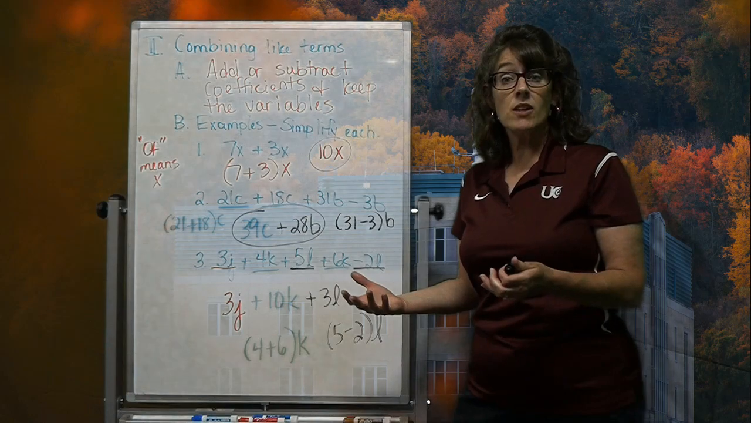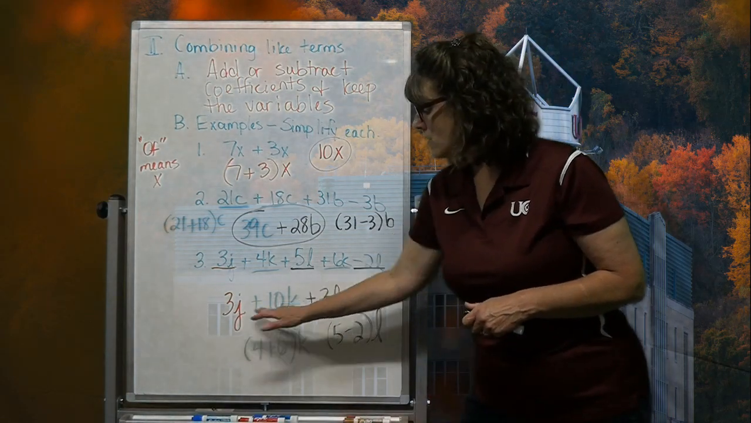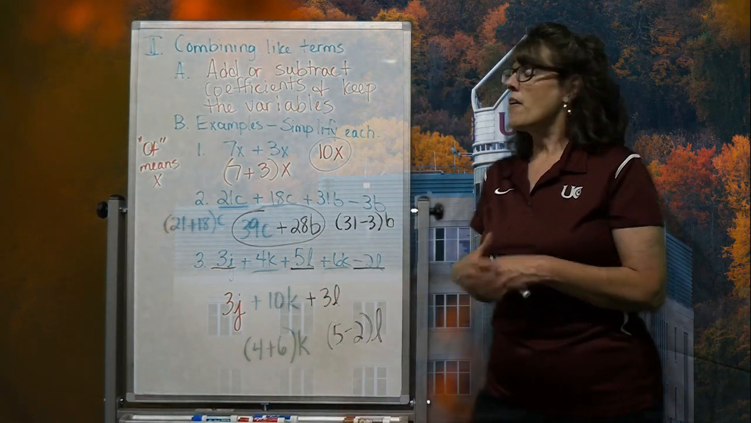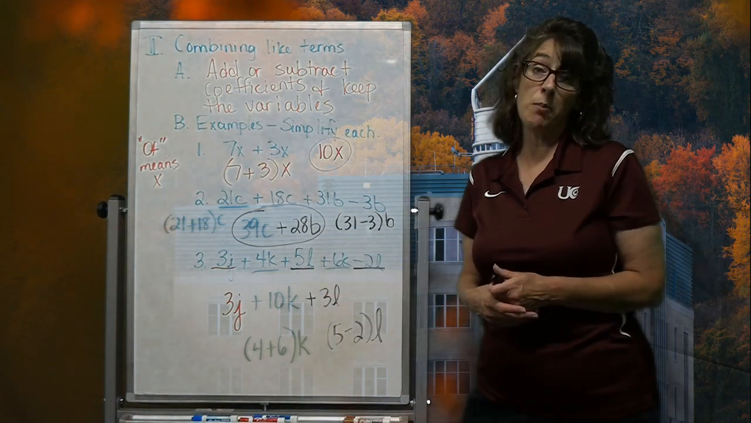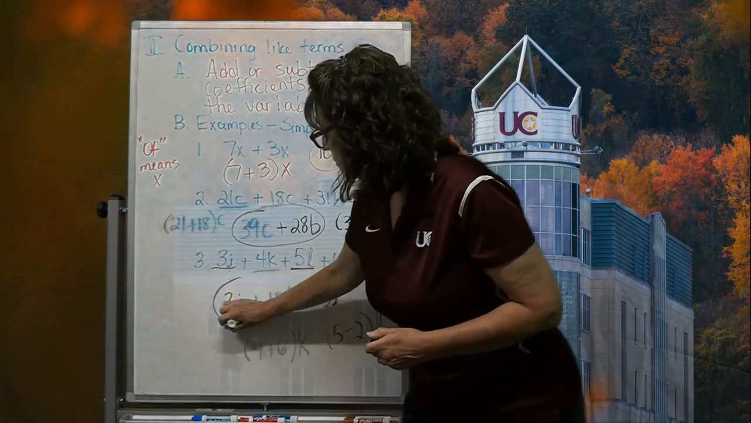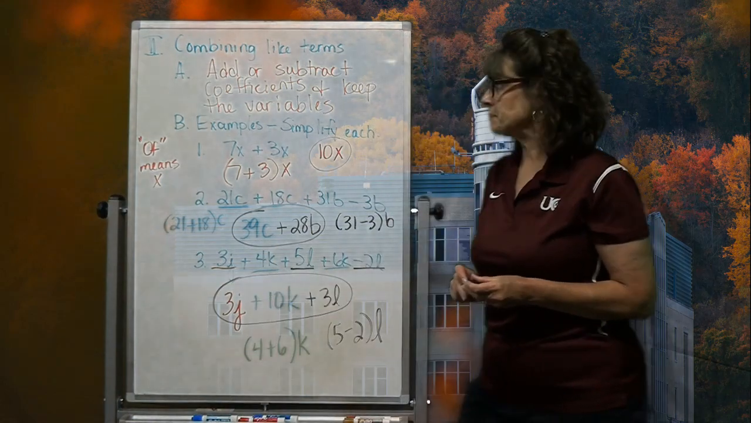Now, are any of these alike that I can put together? 3 of the J's, 10 of the K's, 3 of the L's. That's K's, J's, and L's. I cannot put them together. They are not alike. So this is as good as that one gets.